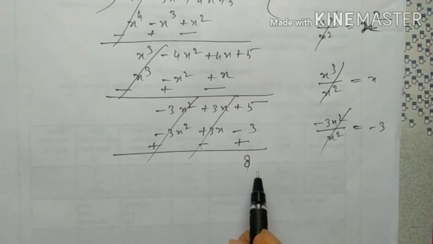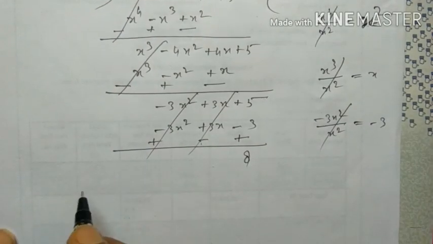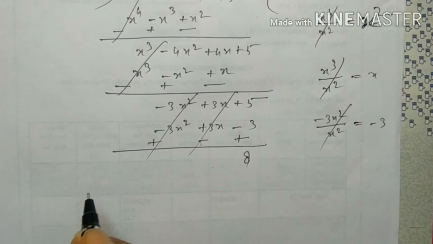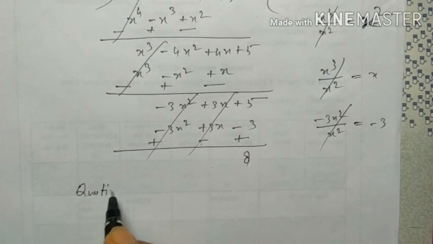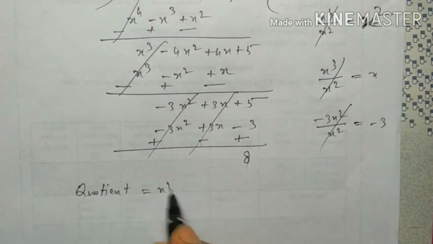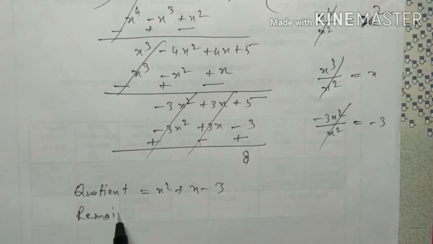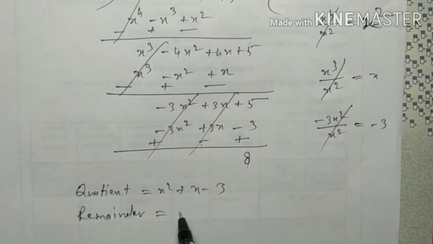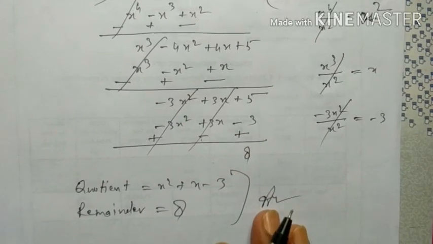Its degree is 0 and this degree is 2. So here in this question, quotient equal to x square plus x minus 3 and remainder equal to 8. This is the answer, quotient and remainder.